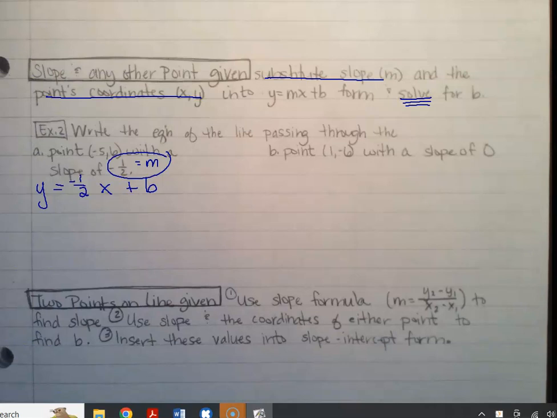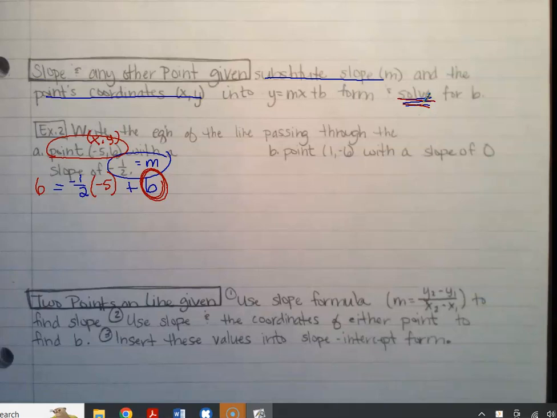Then I was given this point. Remember, our points are always x, comma, y. So I need to put in my x value. What's my x value? Instead of being mx, I'm going to have -1/2 times -5. What's my y value? 6. So I put the 6 there. So now my equation says 6 equals -1/2 times -5 plus b. This is where b is the only variable I have. I have to solve for my b.